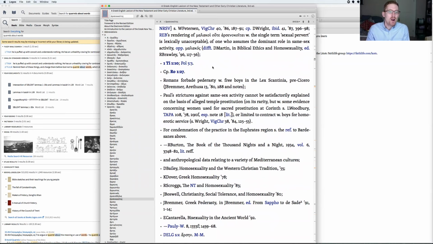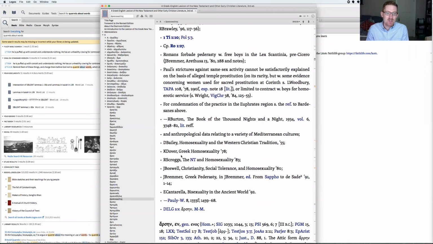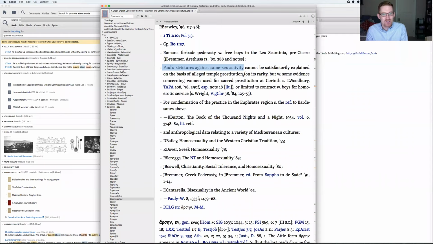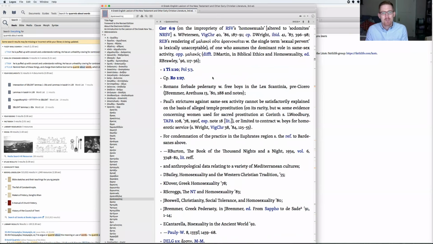He goes back and forth with his different citations, and when you look them up, you realize, I see, okay, he is arguing against the views of these people. For example, he says, Paul's strictures against same-sex activity cannot be satisfactorily explained on the basis of alleged temple prostitution, and he gives some citations for that. Now, that is one of the strategies that existed already in the 80s or 90s or whenever he was working on this. I think the most recent reference is in the early 90s, so presumably that's when he was working on this. At that point, that argument was already put out there in public.